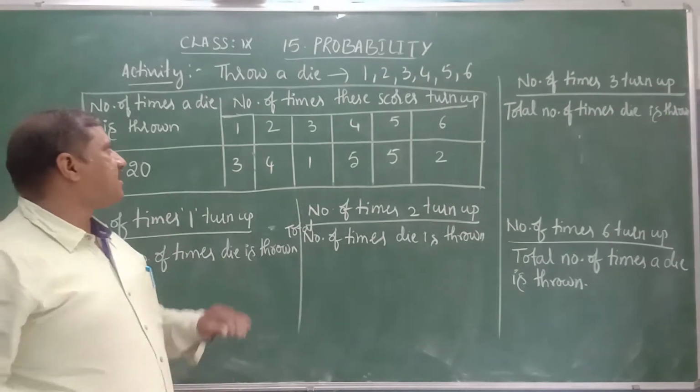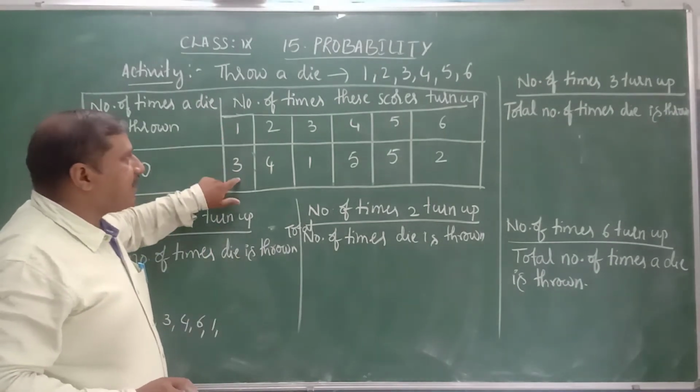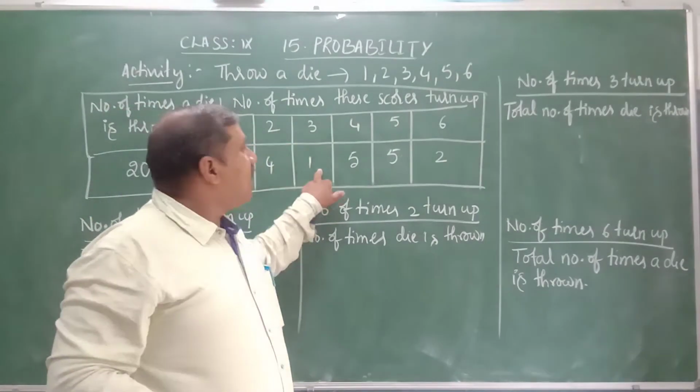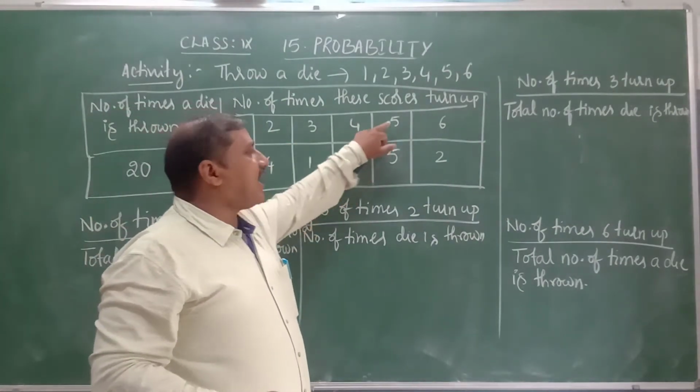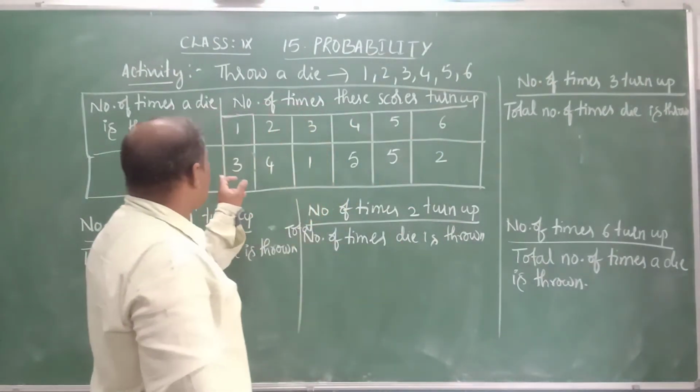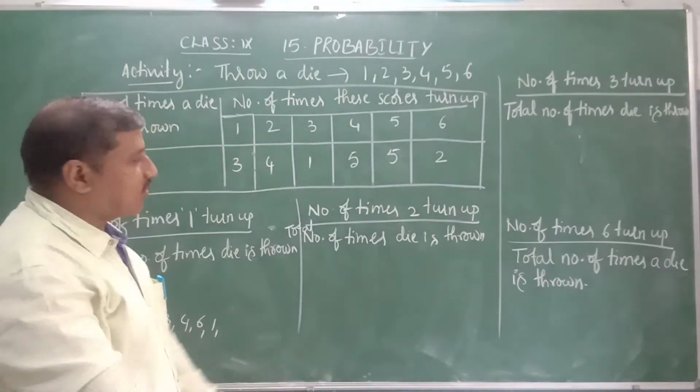These are the results. Number 1 we got 3 times, number 2 we got 4 times, number 3 we got 1 time, number 4 we got 5 times, number 5 we got 5 times, and number 6 we got 2 times. Total 20 throws we had.